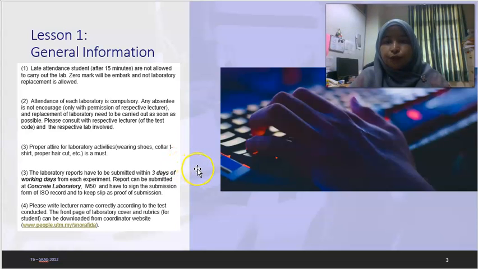For general information, make sure you come to the lab early, and attendance at each lab is compulsory. Make sure you wear proper attire for lab activities. For the report, submission is within 3 working days, and it can be submitted at Concrete Lab M50. Make sure you write the lecturer's name correctly.